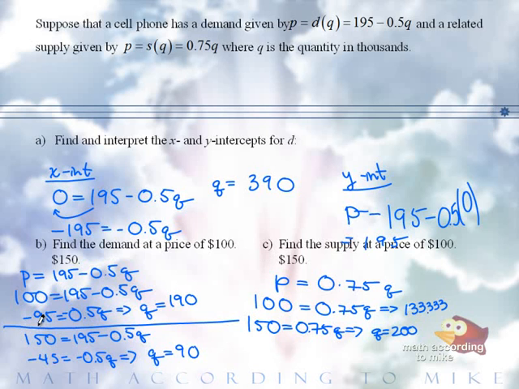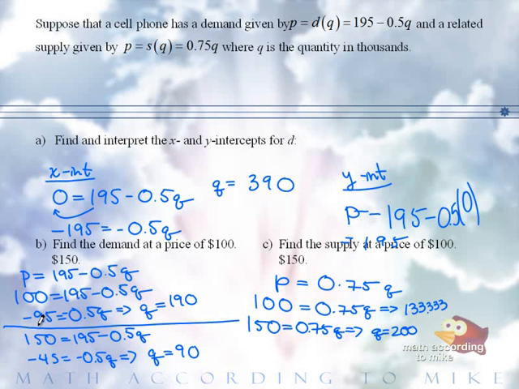Actually, let's go back to this number right here. I purposely picked 100 and 150 for both parts B and C. Notice when the price was 100, the demand was 190,000, but the producer only made 133,000. So what does that mean for the consumer? They want it because there's a shortage.